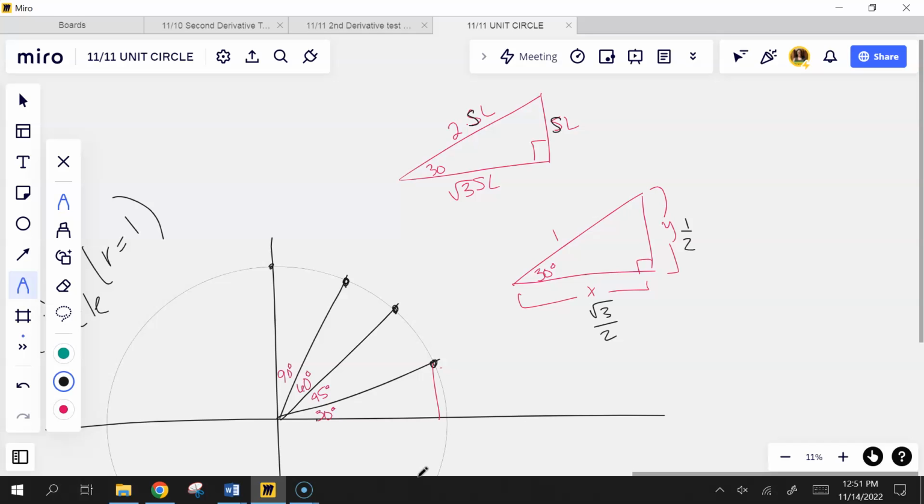Over 2, times short leg, yes. Okay, so I did all that so that you could see what the coordinates of this point right here are. Y'all can do this. Square root of 3 over 2, 1/2.